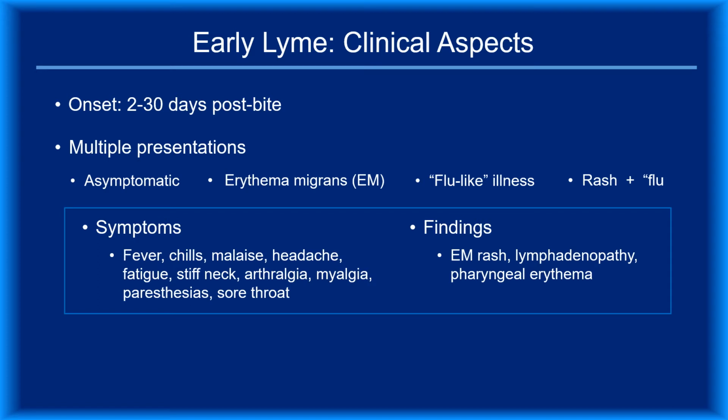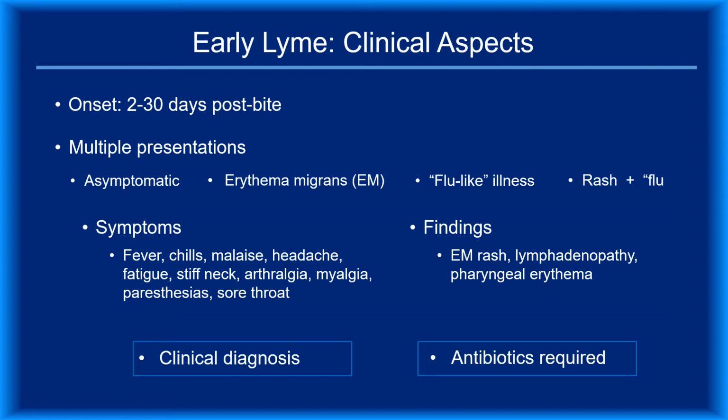Constitutional symptoms include fever, chills, malaise, and fatigue. Headaches, muscle and joint pain, and neck stiffness are frequent, and paresthesias are not uncommon. Sore throats are occasionally mentioned in the literature. Findings of early Lyme disease include the telltale EM rash, lymphadenopathy, and pharyngeal erythema. The diagnosis is made on clinical grounds because laboratory testing is unreliable in early disease. Antibiotic therapy is required.